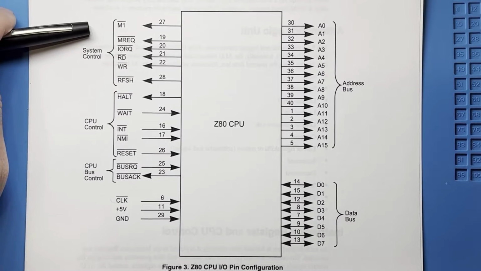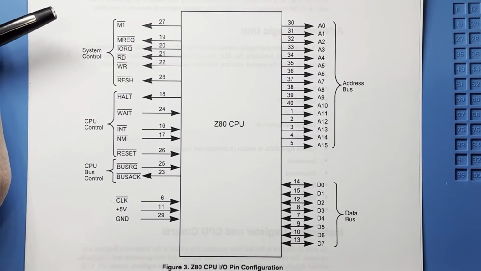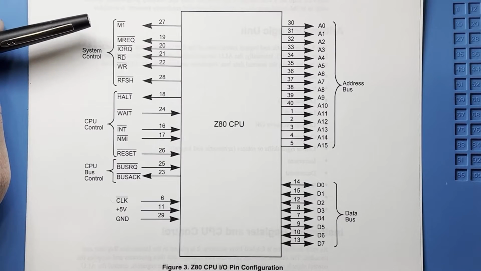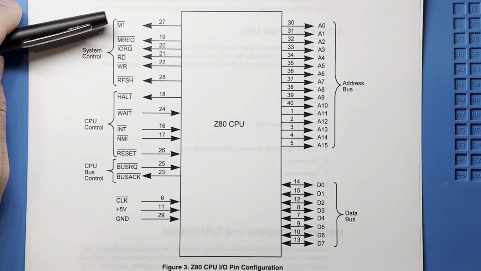Now looking up here at the system control pins, you see that they're all outputs from the CPU. These are used to generate the logic to enable other components in the system. M1 indicates that the processor is in the first cycle of the instruction cycle. Since this cycle accesses memory, the M1 pin is used to ensure that only the CPU has access to the data bus at that time.